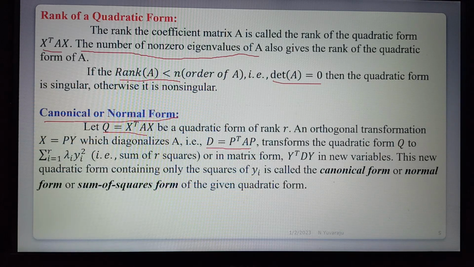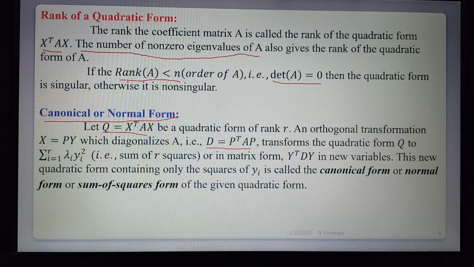Here P is a non-singular matrix, that is, the modal matrix. And how do we find the modal matrix? P is the orthogonal matrix, and its columns are eigenvectors, x1, x2, up to xn. Each eigenvector is a normalized eigenvector. That is P. Next, find P transpose. P transpose AP gives the diagonal matrix. So D is the diagonal matrix of the matrix A.